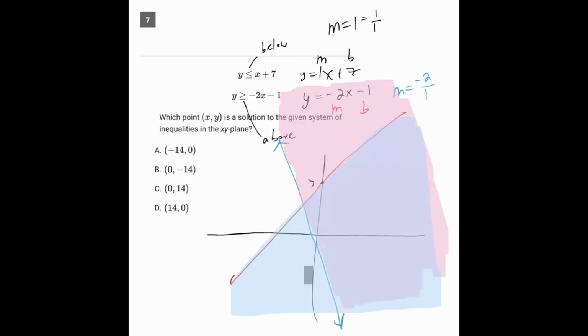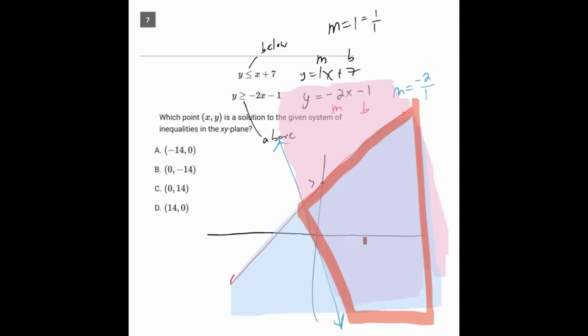We're shading below this line here, and it looks a little bit like that. And here, you can see where you shaded twice. So even if you shaded with a pencil, you can see where you shaded twice. But the idea is that the solution is in this area here. And which of those points would be in that area? Well, positive 14, 0 would definitely be there. And that's answer choice D here.